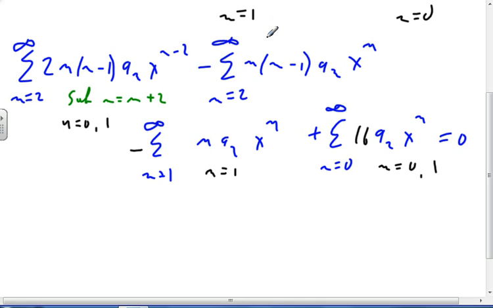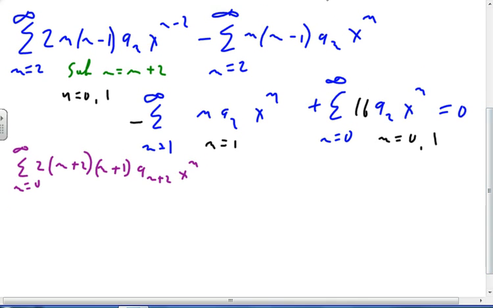That just won't work. So I'm going to go summation n equal to 0 to infinity of (2n plus 2)(n plus 1) a_(n+2) x to the n. All right, so I've done that as a preliminary step. Now I'm going to go and remove the n equal to 0 term.